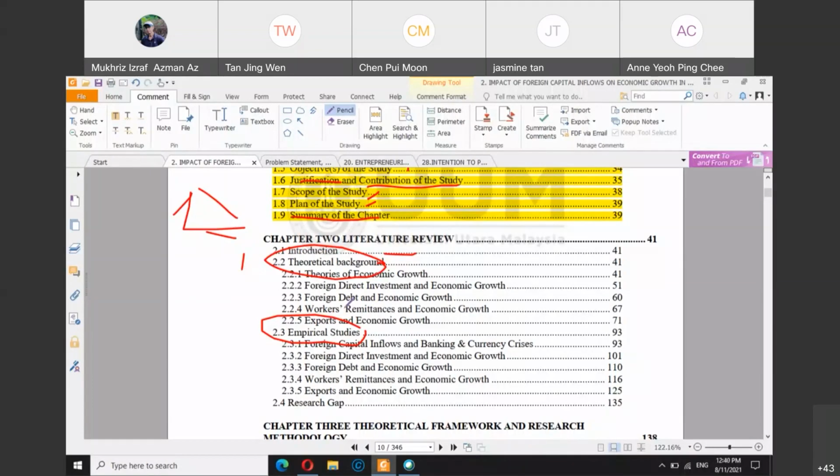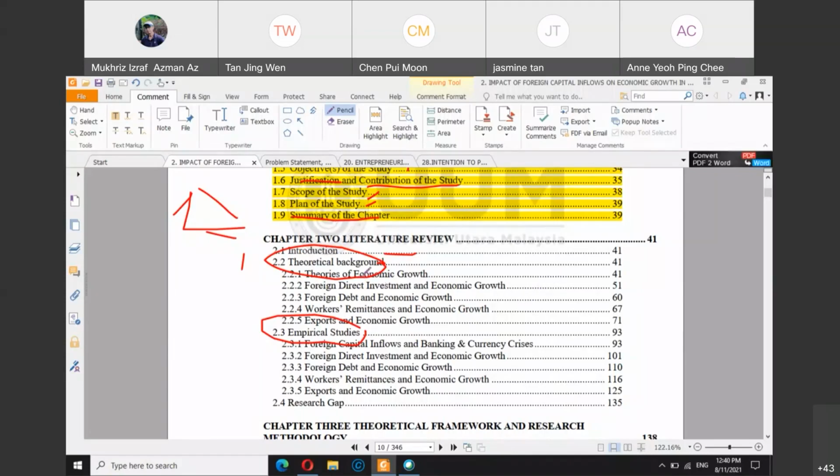So maybe at your level, of course, if you are referring to some thesis, the thesis has already provided you with the theory that is commonly used in that particular topic. So for this FDI topic, there is the theory of economic growth, foreign debt and economic growth. These are discussions about theory that are related to the topic the student is doing. Of course, being a PhD thesis, there will be more discussion.